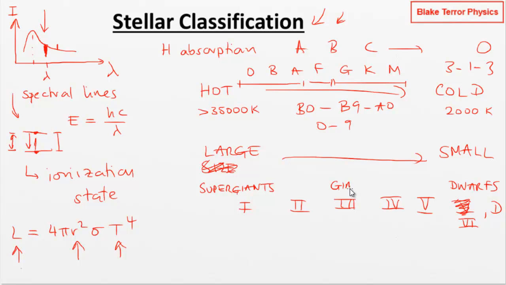A 3 is a giant. So a 2 is somewhere between a giant and a supergiant. It's like a big giant. The 4s are subgiants, and then 5s are main sequence. So MS, this is main sequence.